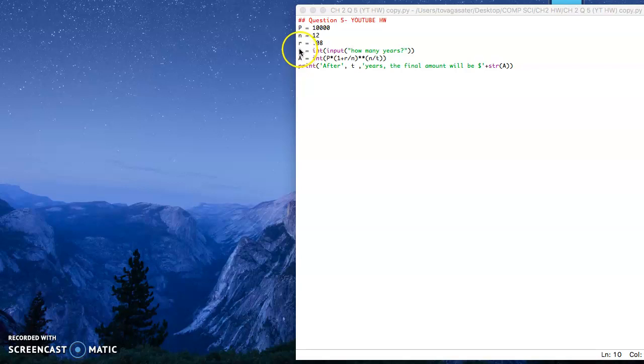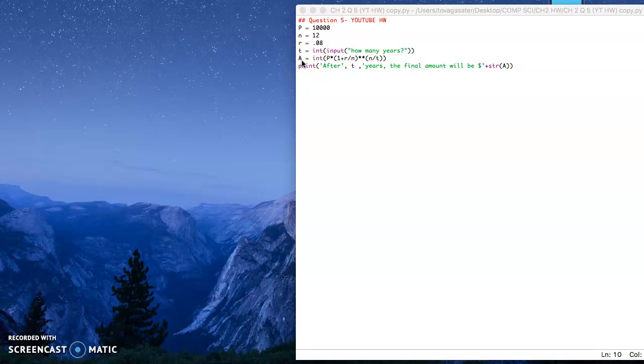And so to get T, we need to prompt that from the user. So it's going to be T equals int input "how many years" as a string. And then that string, how many years, will pop up, and then the user can input however many years it is. And then the int is to convert that into an integer that we can then use in the calculation to get the final amount.